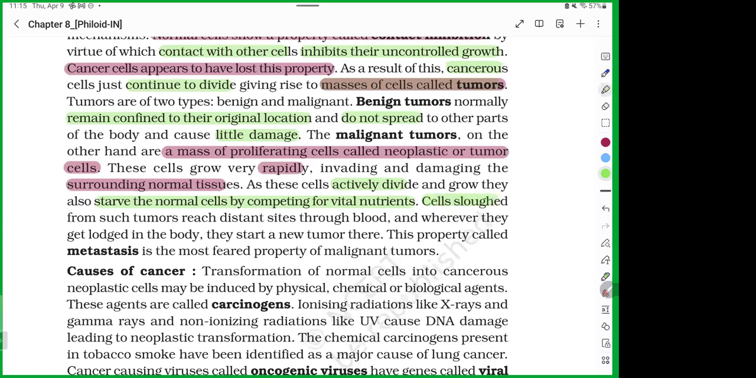Cells from such a tumor will reach distant parts through the blood, because some cells will break away and go to different parts of the body with the help of blood, and again they start a new tumor. Correct? This property of continuously spreading is metastasis, the most feared property of malignant tumors, spreading to all parts, to the full body.